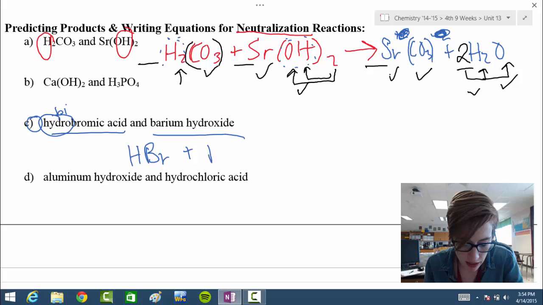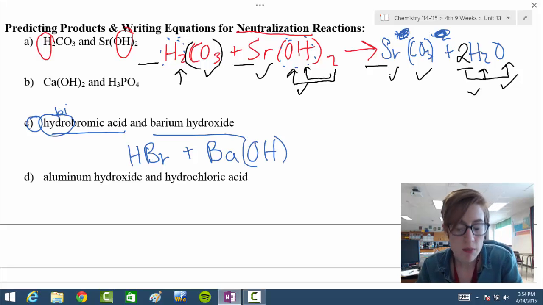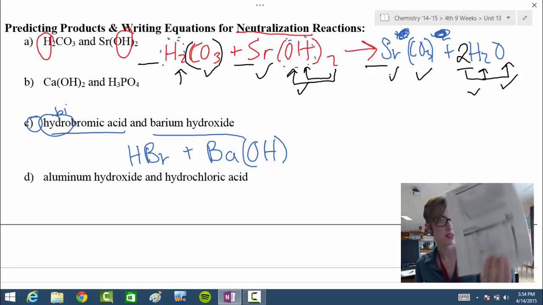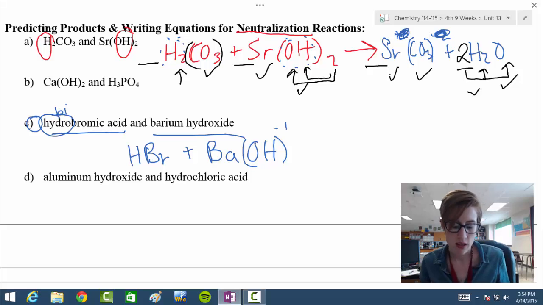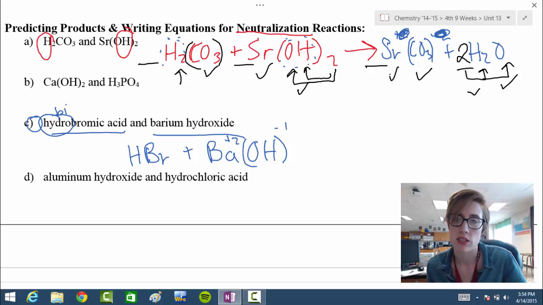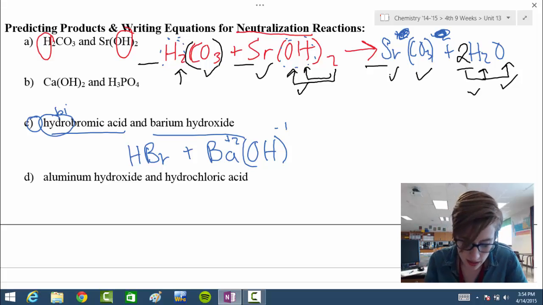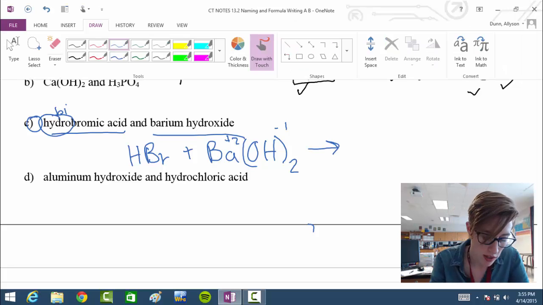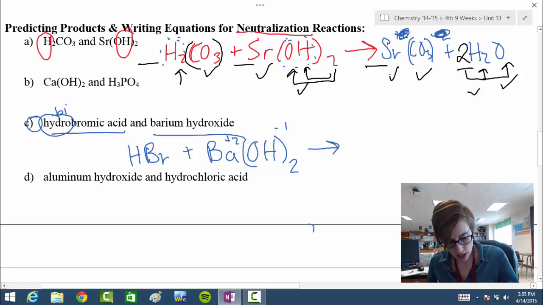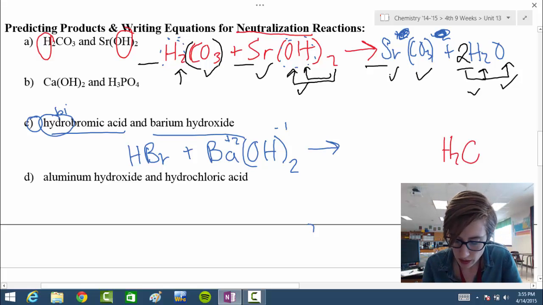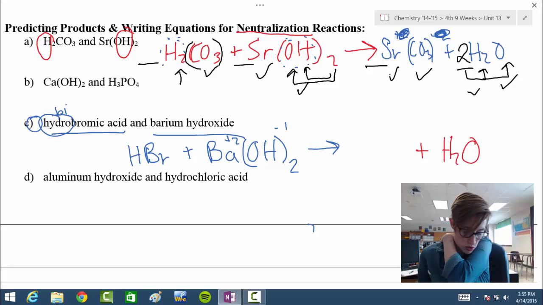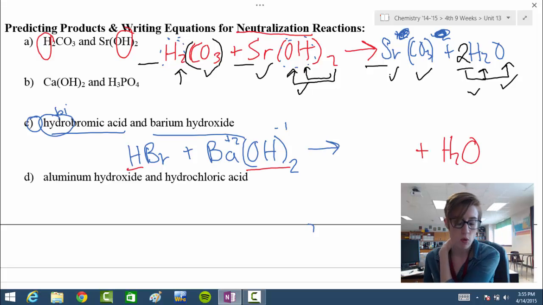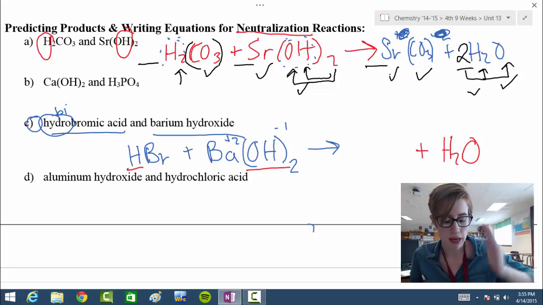I'm going to add it to barium hydroxide. Barium's charge is +2 because it's in group 2. And OH, if I look on here, has a charge of -1. Barium's +2, hydroxide's -1. I have to add a second hydroxide to get an even charge. So I put a 2 here. Now what's that going to form? Now remember, since it's neutralization, H and OH will always form water. So here's my water, okay? But I'm also going to form a salt. So if H and OH are used to form water, what's left over? Bromine is left over and barium's left over.